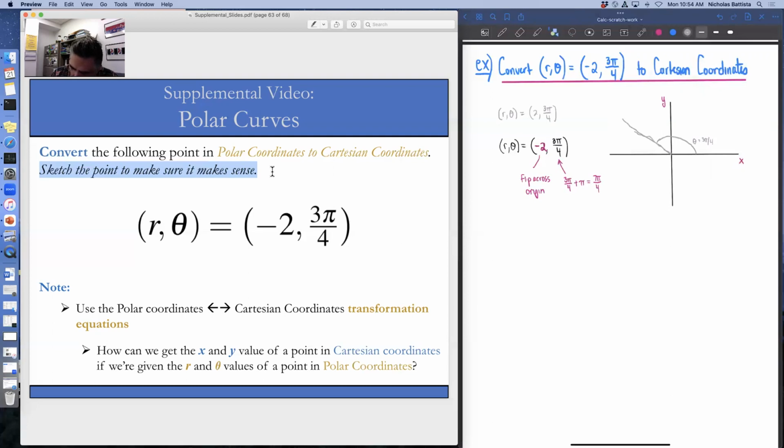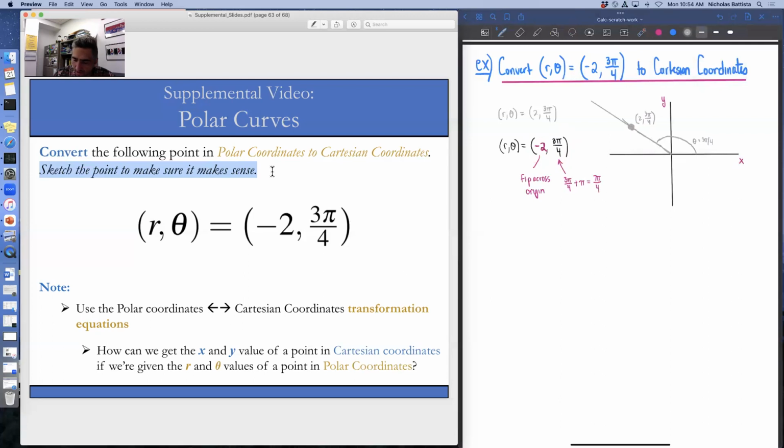And the next thing we need to know is how far in that direction are we going to move? In this case, we're moving a distance of 2 from the origin. So this could represent the point of +2, 3 pi over 4. However, the point that we really care about is this point -2, 3 pi over 4.